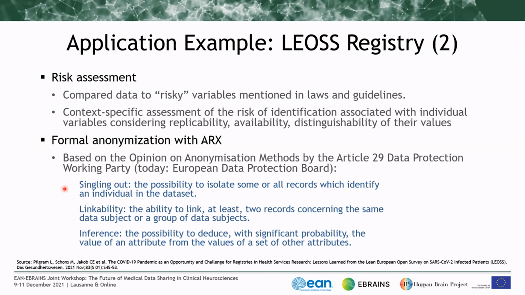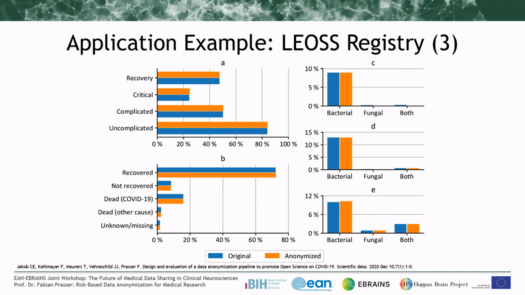The opinion states that data is to be protected from singling out, which is the possibility to isolate some or all records which identify an individual, linkability, which is the ability to link at least two records concerning the same individual or a group of individuals, and inference, which is the possibility to deduce with significant probability the value of an attribute from the values of a set of other attributes. We also took particular care to design the anonymization process in a manner that anonymity is not broken even if data is published continuously and repeatedly, for example via the LEOSS website.